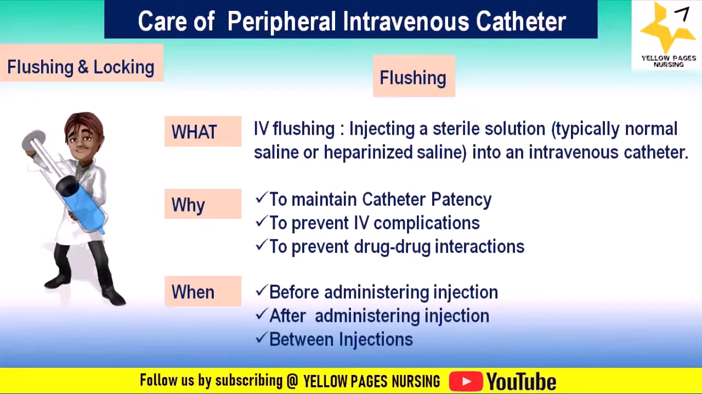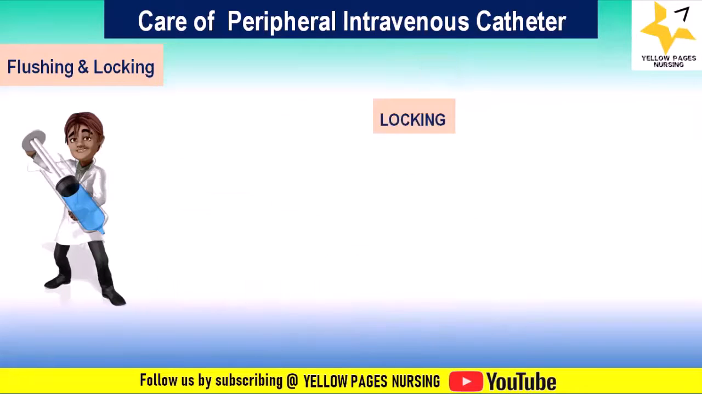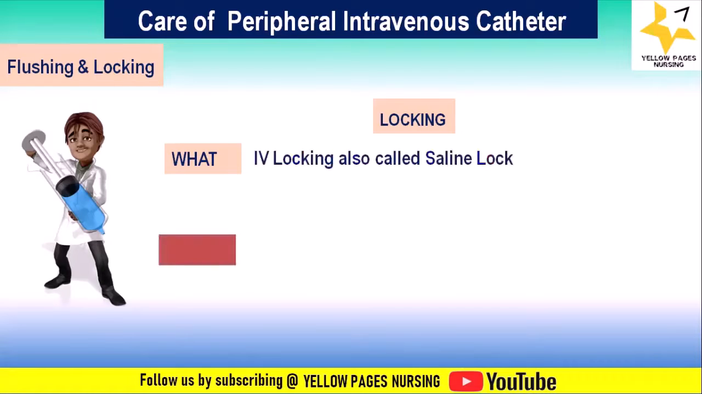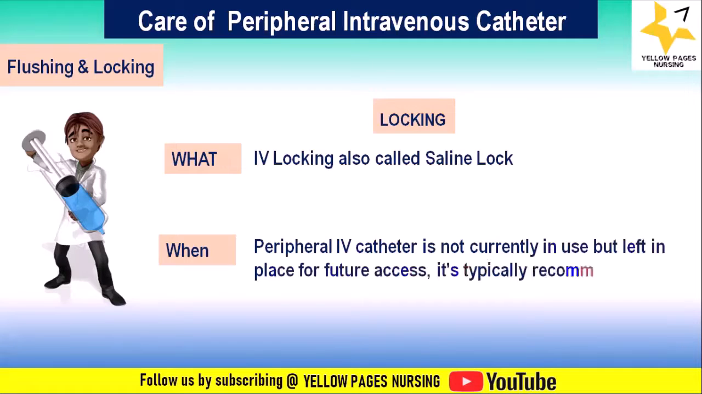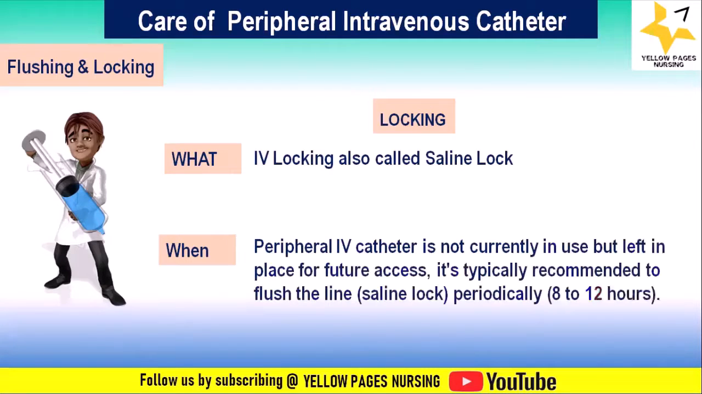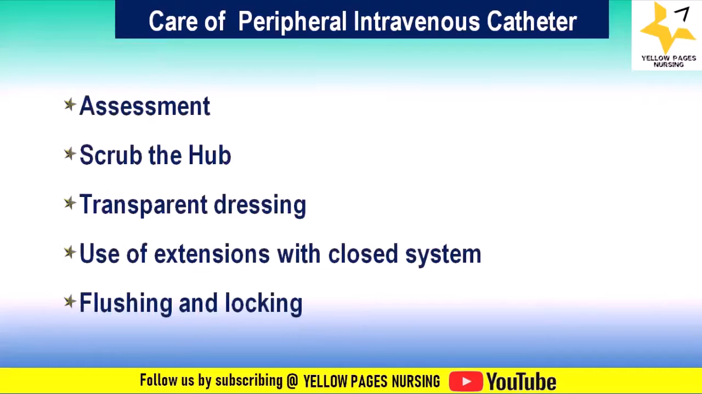Now, locking. What is locking? For saline locks or intermittent catheters that are not currently in use but left in place for future access, it is typically recommended to flush them with saline and lock them after each use, usually every 8 to 12 hours, to maintain the patency of IV and prevent occlusion. So, these 5 topics which we have discussed will be useful for the nurses while taking care of patients with any of the vascular access devices.